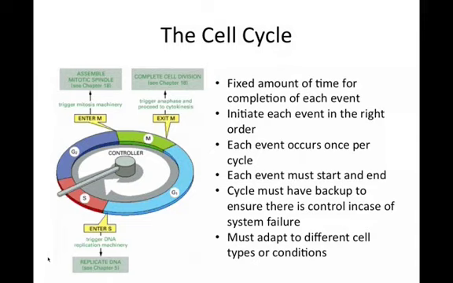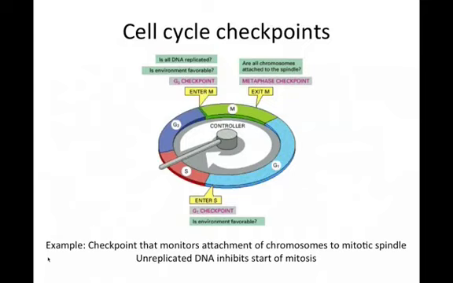And then the cell cycle needs to be adaptable. Is the cell cycle the same in skin cells and in neurons? No, each is on its own cycle, because different cell types need to divide based on their environment and what they're doing. And then there are checkpoints, and this was in the pretest. Checkpoints make sure everything's going properly, and if a checkpoint is activated because something is not happening correctly, then it halts the cell cycle so that things can hopefully be fixed.